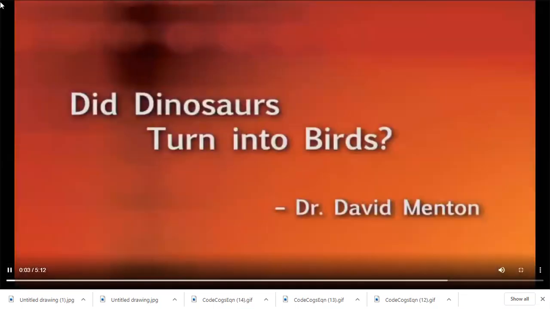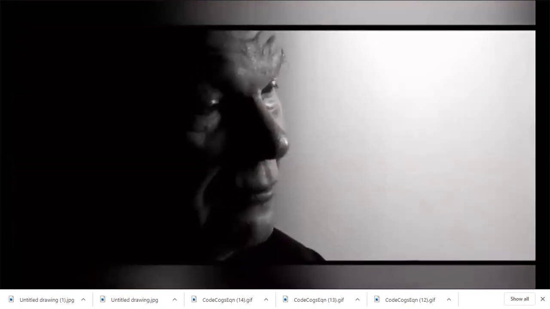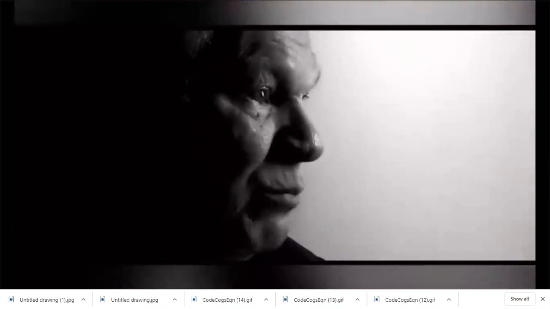Did dinosaurs turn into birds? Did dinosaurs evolve into birds? That's certainly widely believed today. In fact, most evolutionists now classify the birds under the Dinosauria. So you might say birds aren't extinct, or dinosaurs aren't extinct. They're feeding from our bird feeders even as we speak here.